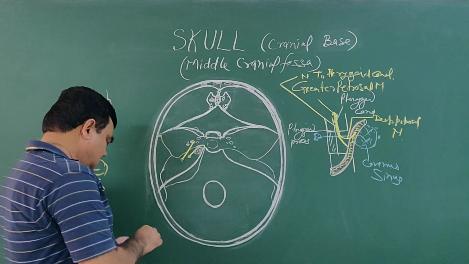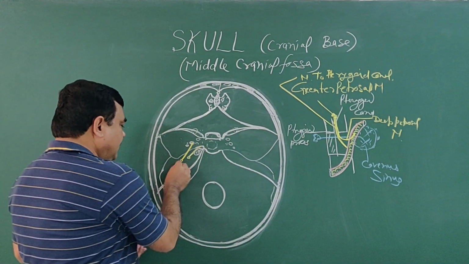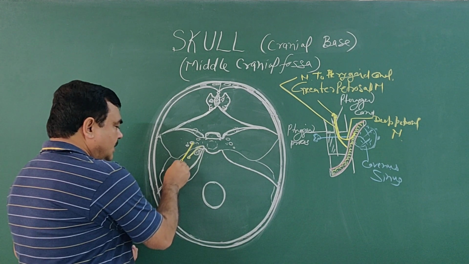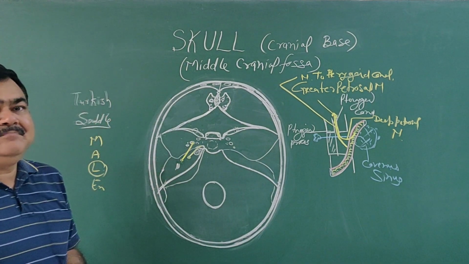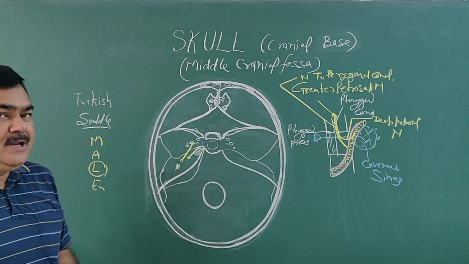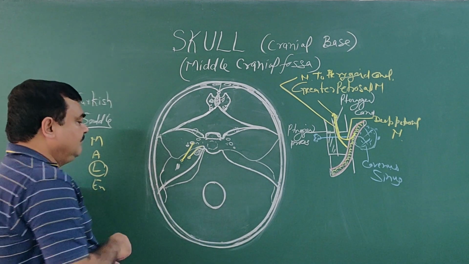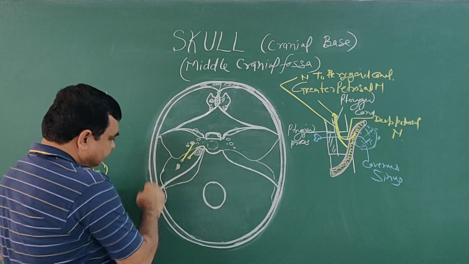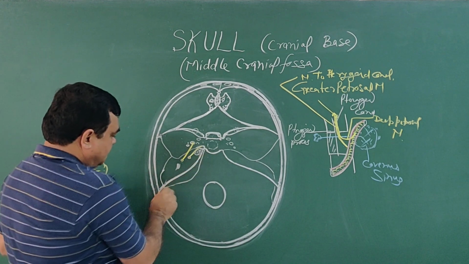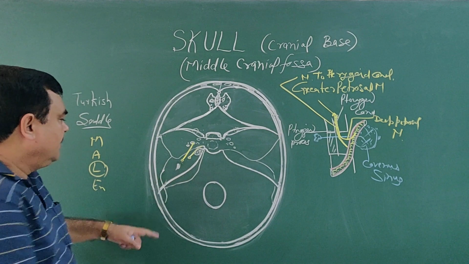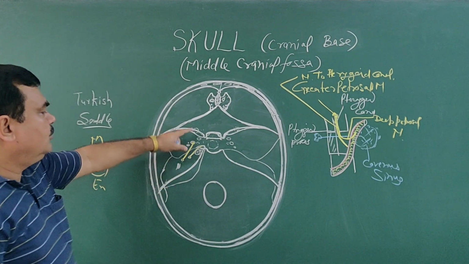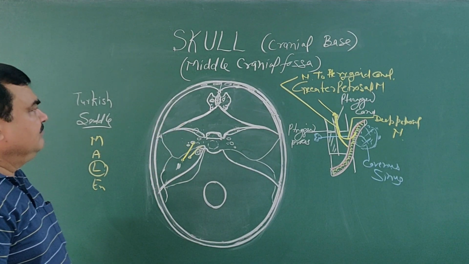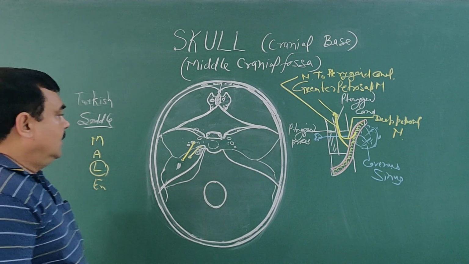And lateral to this there is the arcuate eminence. The arcuate eminence is for the superior semicircular canal. And if you see on the back side, this part we discussed in the posterior cranial fossa. So this is all about the middle cranial fossa. Thank you.